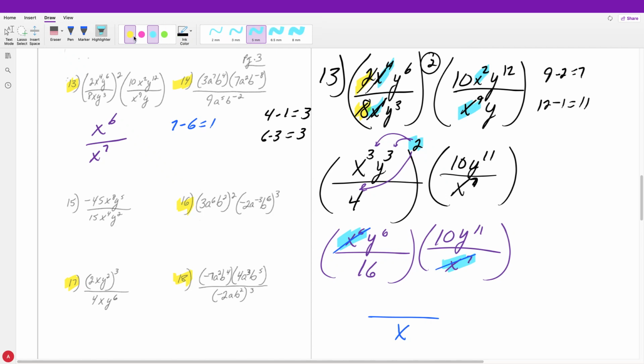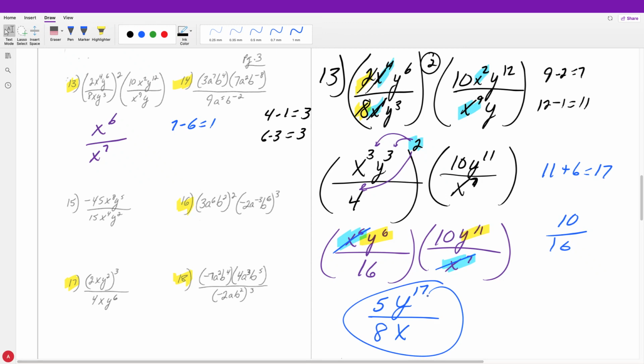I move on to my y's. Here, they're both in my numerator, so I'm just multiplying them. And I know then that my y is going to end up in my numerator. Our rule when we multiply is we add, so that gives me 17. And now I'm looking at 10 over 16. Well, how does that reduce? Both of those are divisible by 2, so we will then get 5 over 8, and that is your final answer.